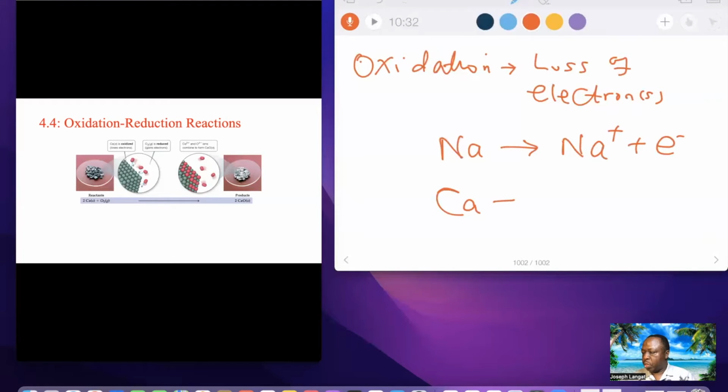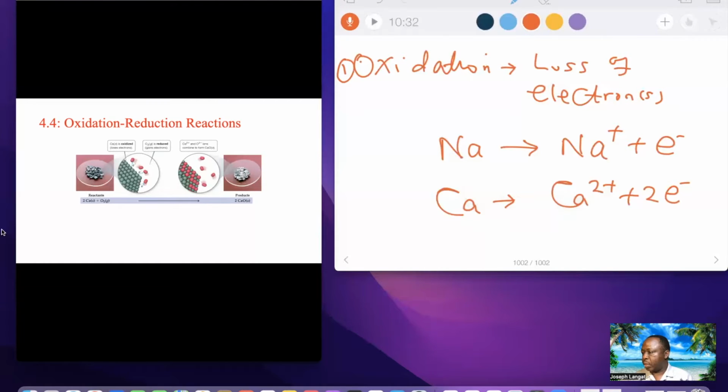Calcium is neutral, but losing 2 electrons, it becomes Ca2+. Those numbers 2 and 1 are based on the group number, but the point here is when a species, an element, loses 1 or more electrons, it becomes positively charged. These 2 reactions represent oxidation, loss of what? Loss of electrons.